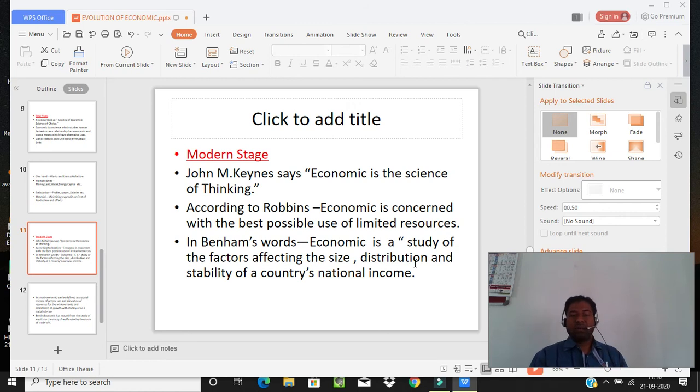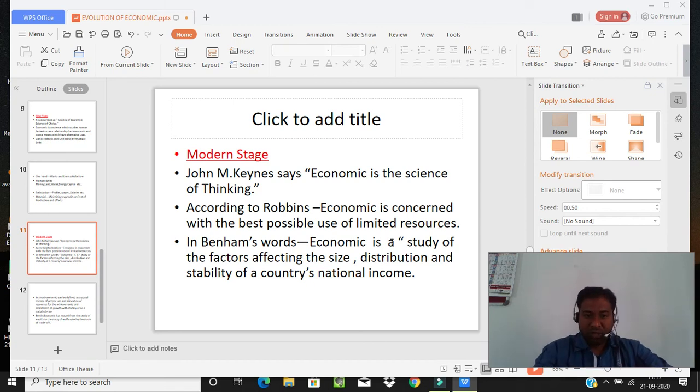So different people have given their different concerns. According to Robbins, economics is concerned with the best possible use of limited resources. What are the limited resources we have? We have to get the best possible output from that. So that is thinking, proper planning and implementing. That is called economics. That means with whatever things we have, we have to adjust and get more profit. We have to generate more profit, and it is working as economics.